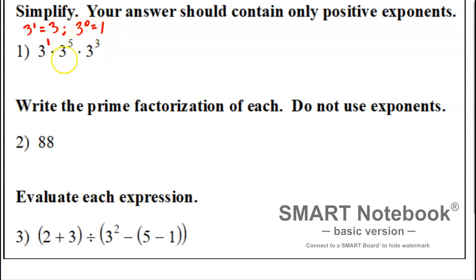So anyways, if 3 to the first is 3, then what is 3 to the fifth? It's 3 times 3 times 3 times 3 times 3. 1, 2, 3, 4, 5. What about 3 to the third? I think you guys know it'd be 3 times itself 3 times, right? So when they talk about simplifying, basically we've got all these 3's getting multiplied, so 5 of them, then 3 over here, that's 8, and one more, it's 3 to the ninth.